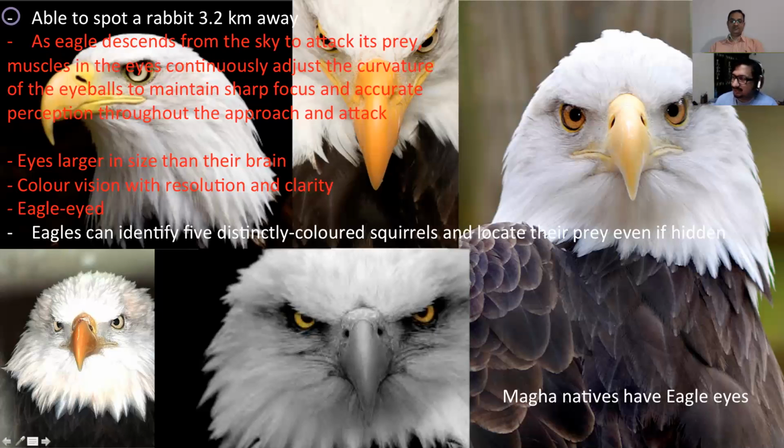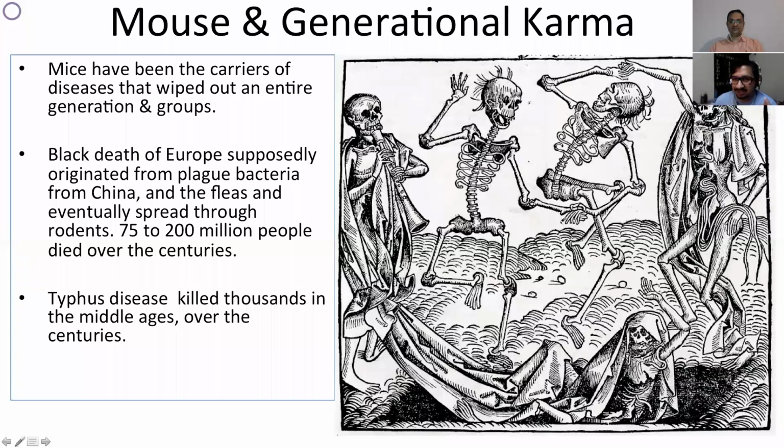Now this is a slide which I actually showed before with my Purva Falguni presentation. And what I was showing here was how the mouse is associated with generational karma.